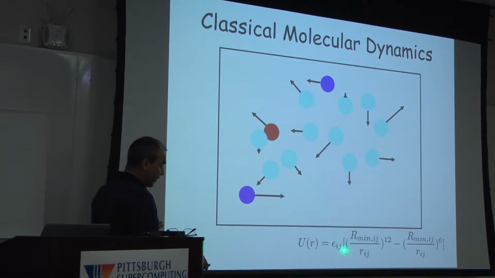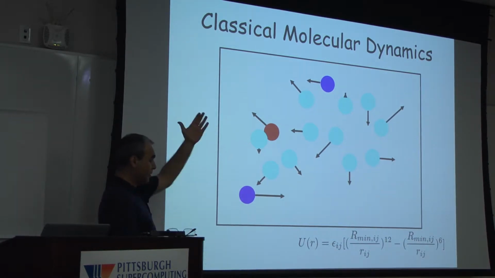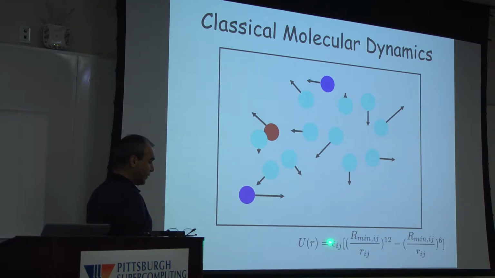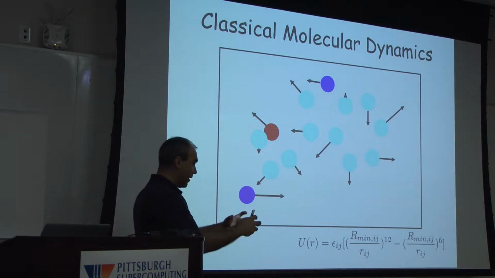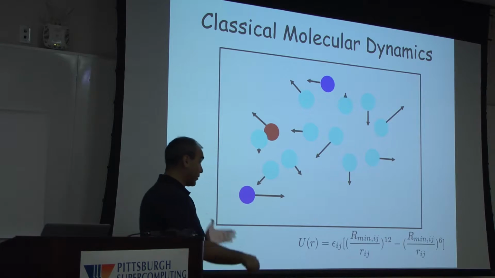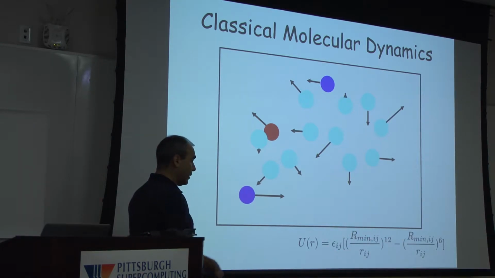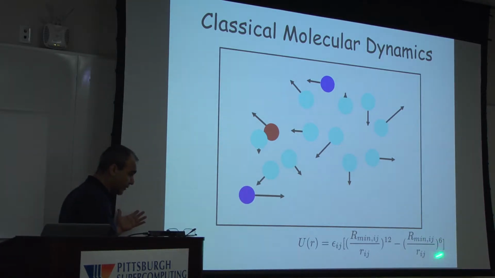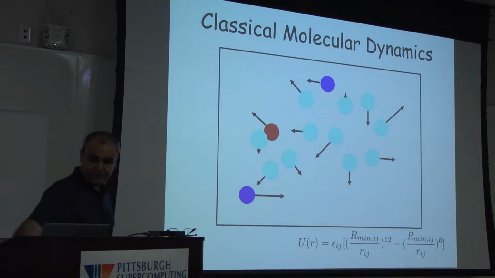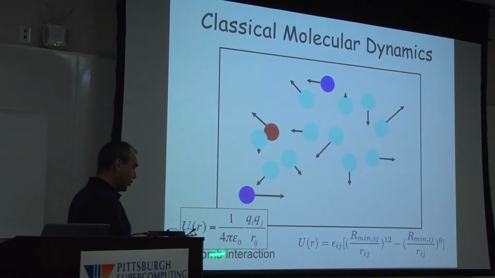So you have to specify epsilon ij, how deep the interaction potential is, what's the strength of interaction, and then R min ij would be the optimal distance at which they have the minimum energy configuration. Two parameters should come in here, and we have to give these parameters to the program. Otherwise, it cannot calculate the energy and the forces and things of that sort. So this was a very universal non-bonded interaction existing between any pairs of atoms.